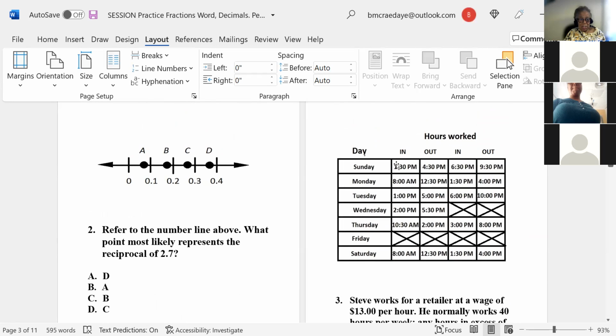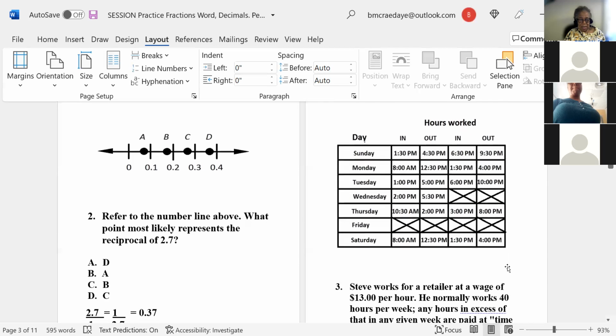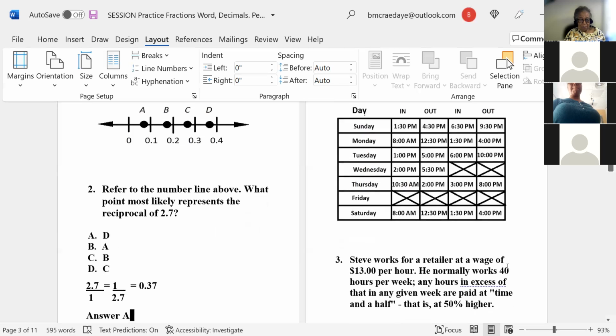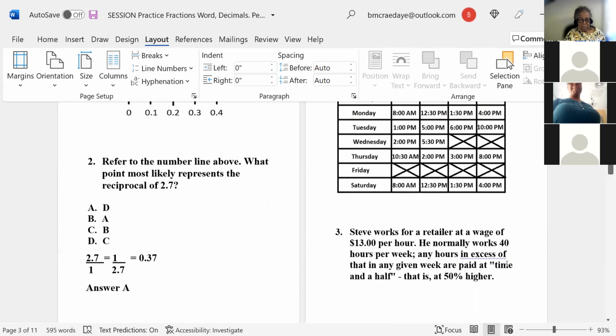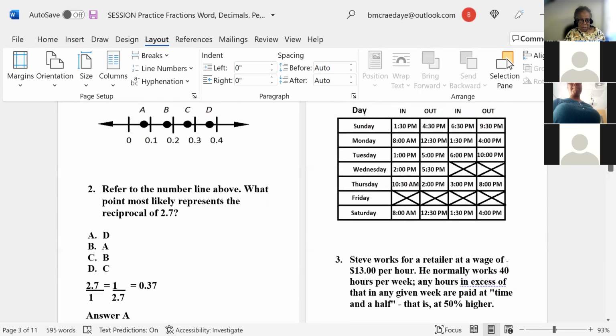Now, notice each day, other than, say, Friday, he has an in and an out, and an in and an out. So you have to add up the Sunday hours, the Monday hours, the Tuesday hours, the Wednesday hours, the Thursday hours, the Saturday. Add those up together, right? And based on the number of hours, you know whether he got the $13 for each hour, or he got $19.50 for some of the hours. You understand what you should do here?